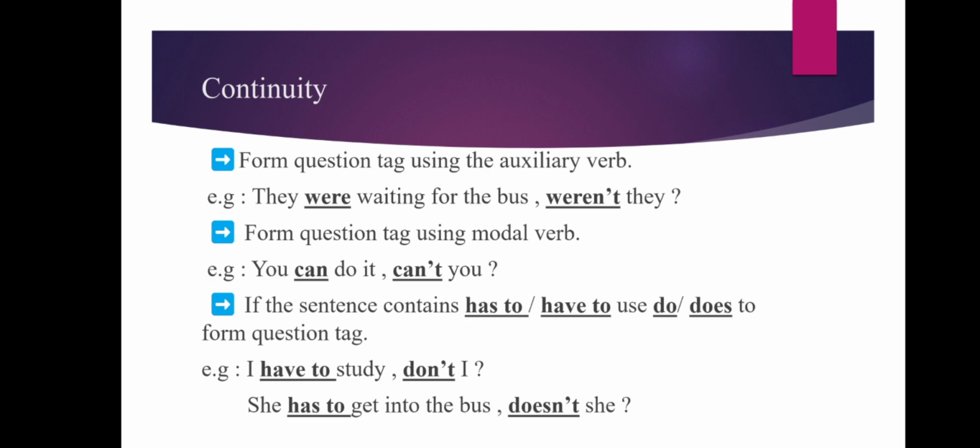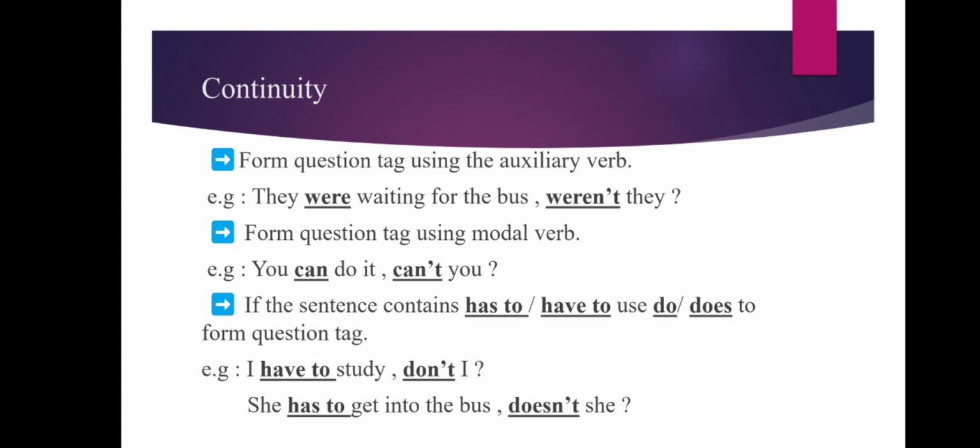The next rule is to form the question tag using a modal verb. If a statement contains any modal auxiliary verb, you frame the question tag with the help of that modal auxiliary verb. For example, "You can do it." "Can" is the modal auxiliary verb, so we have framed the question tag as "can't you?"